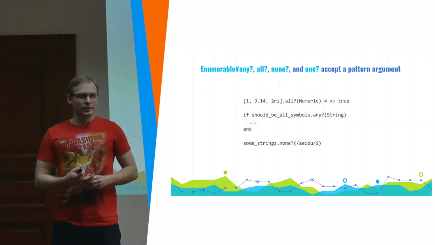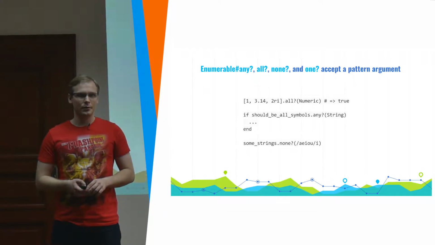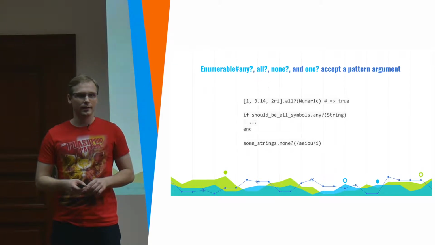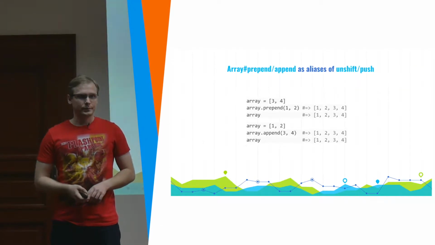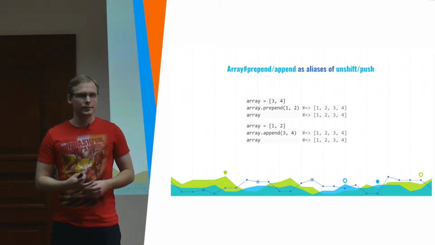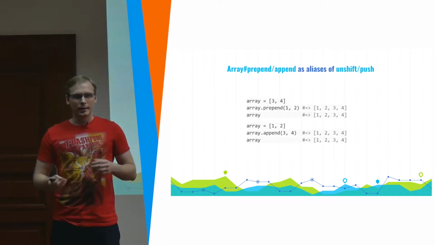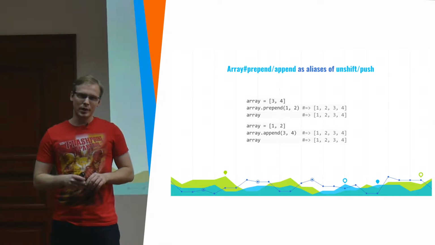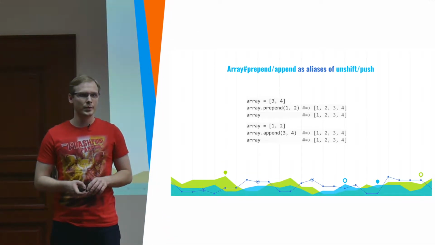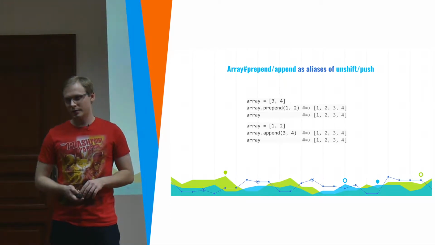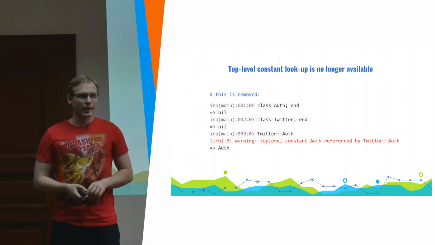Another thing is that the methods any?, all?, none?, and one? now have the possibility to use a pattern argument. As you can see here, it's quite cool. And the next thing is that we don't have to remember what unshift and push do anymore, because there are aliases for them. So we can use prepend and append. It's quite easier to understand for a regular user.